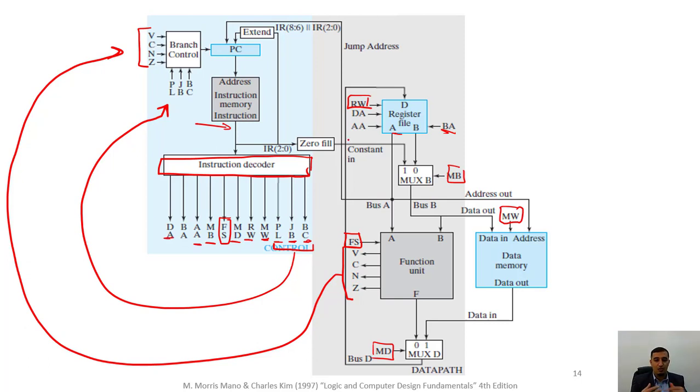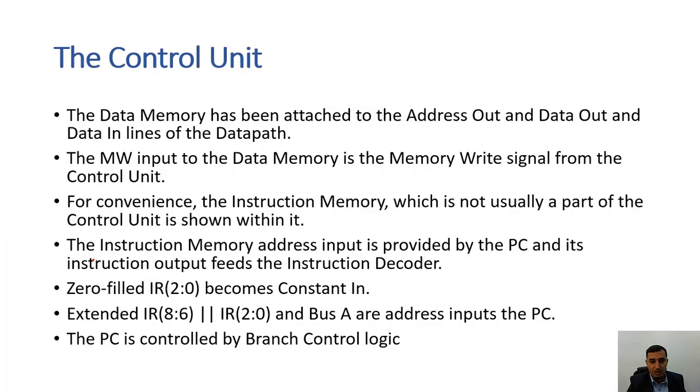We need to find all these signals from what we are going to get over here, which is 16 bits. So if you do a simple calculation, this is more than 16 bits. That is why it is called a decoder. So the control unit, the data has been attached to the address out and output for the data lines in the data path.